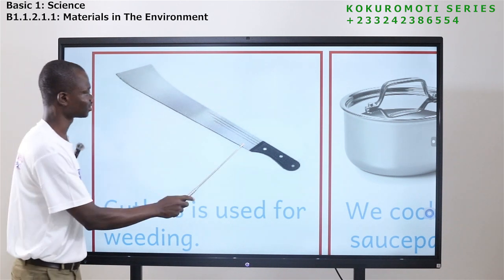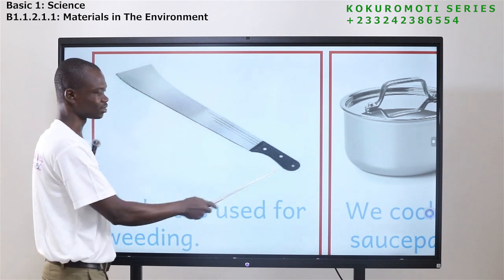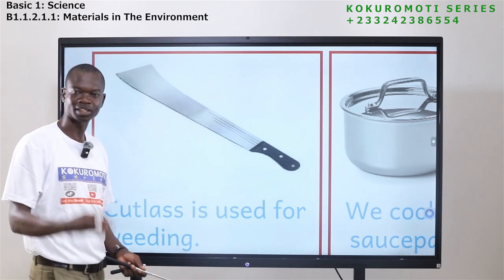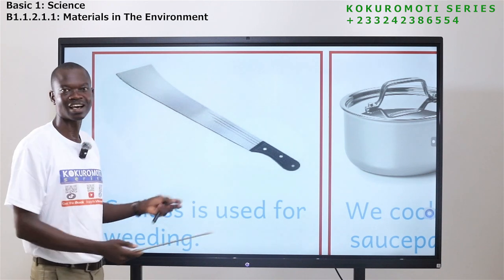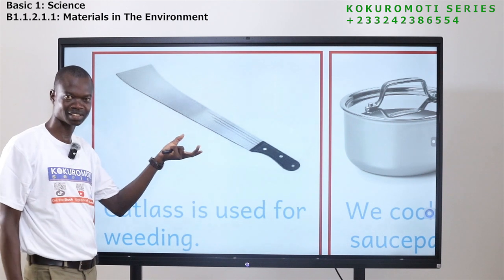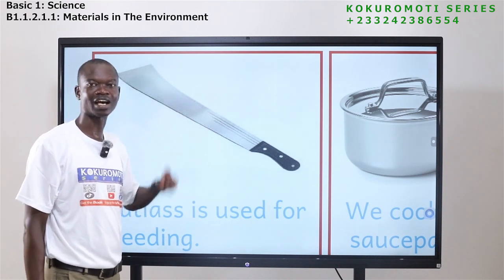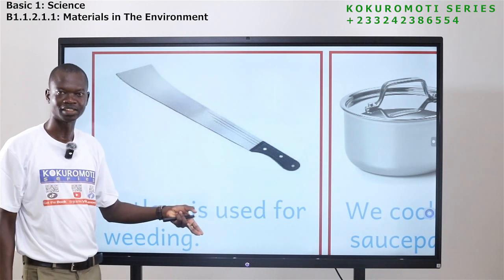From this side, you see it is only metal, but the handle is not metal, it is what? Wood. So wood is a material, metal too is a material, and these two things have been used to make an object. The object is what? Cutlass. So I said that materials are used to make what? Objects. Do you get it?